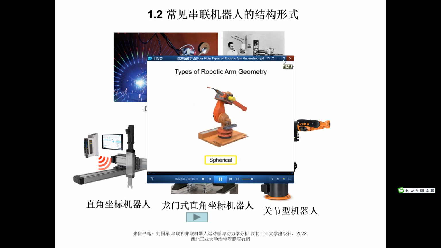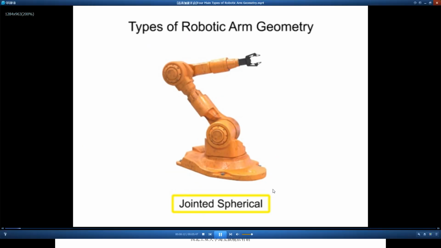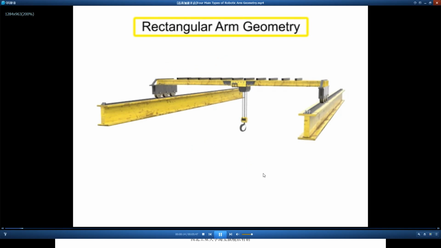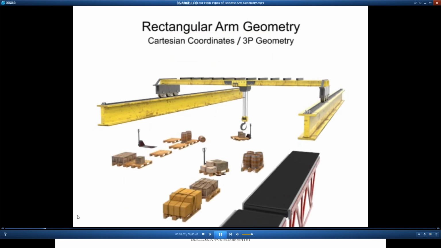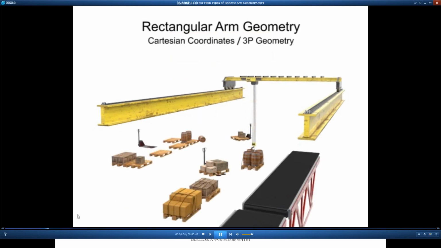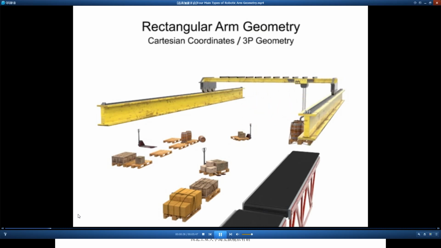and jointed spherical. Robots with rectangular arm geometry use Cartesian coordinates and move linearly along each of the X, Y, and Z axes. This type of movement is also called 3P geometry, where the P stands for prismatic or linear motion. This type of geometry is most commonly used with pick and place or large overhead mounted robots.